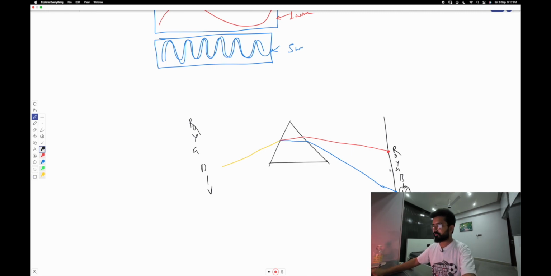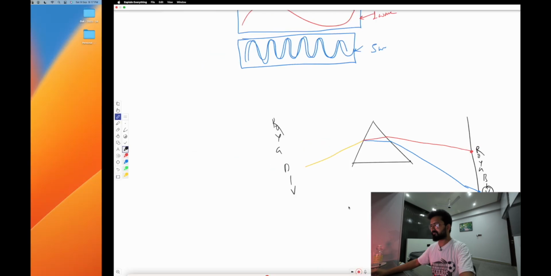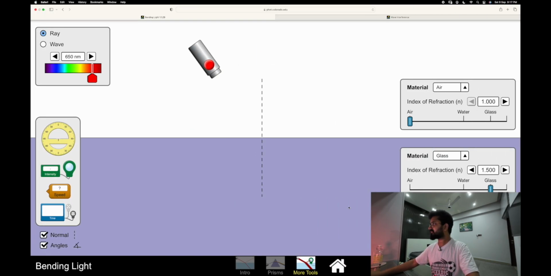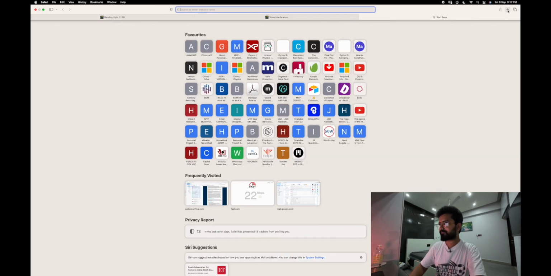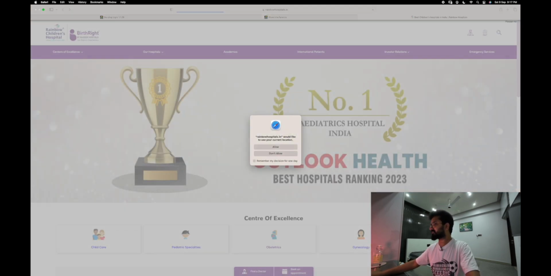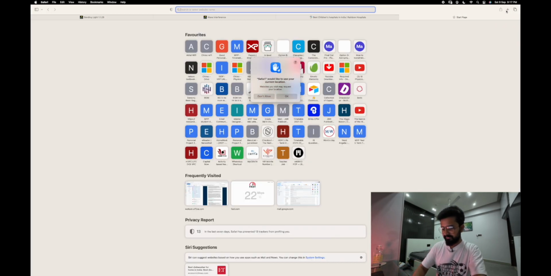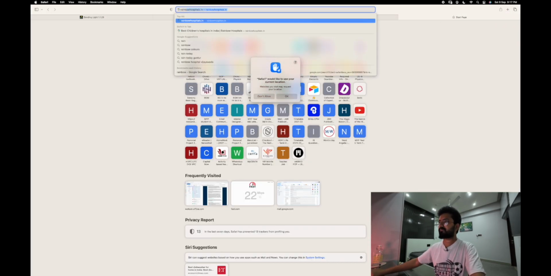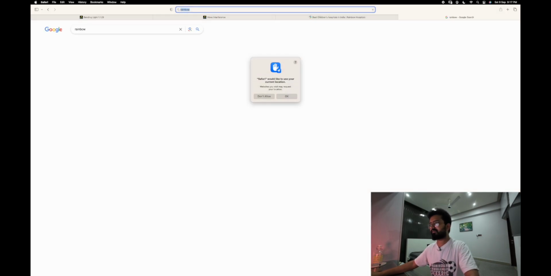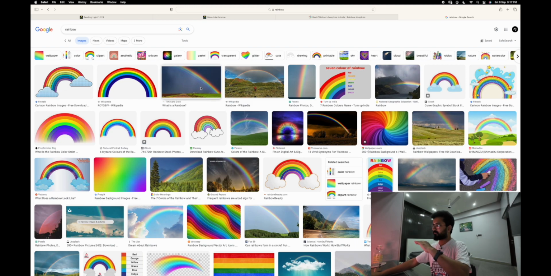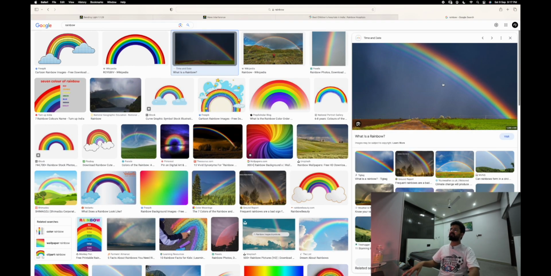If you see any rainbow, let me show you an image of a rainbow first. Right, you can see in this image here that red is on the top whereas violet is at the bottom. It's all due to the dispersion of light. Violet bends the most and red bends the least. Okay, so that's the understanding of dispersion of light.